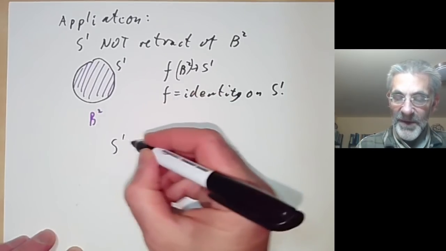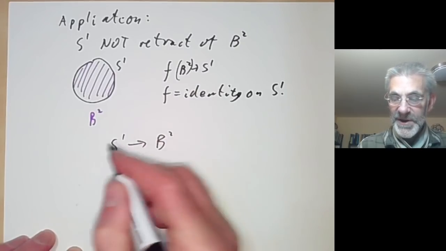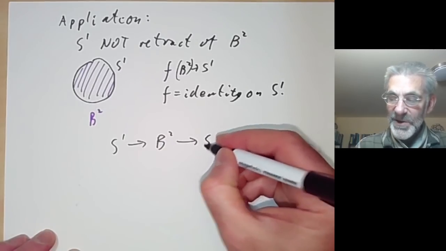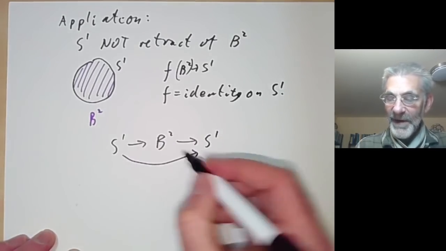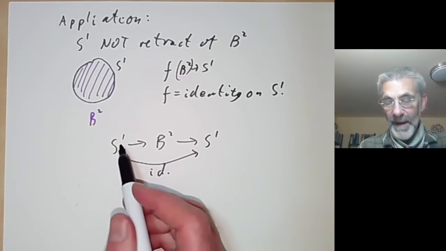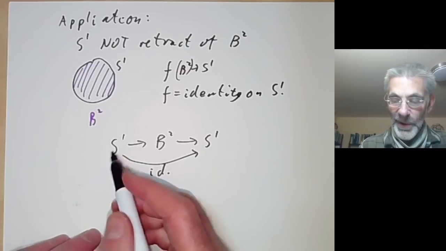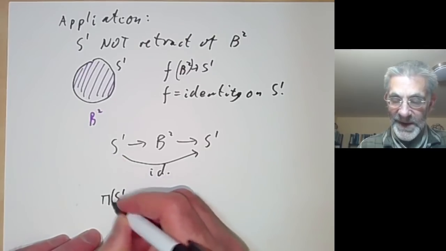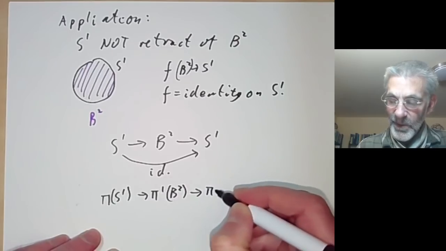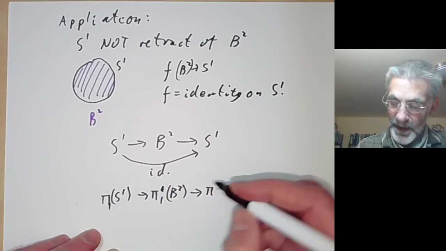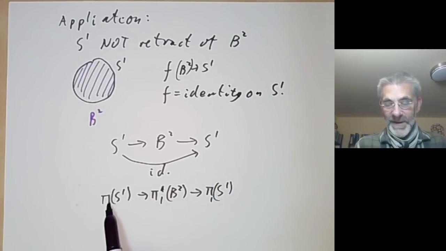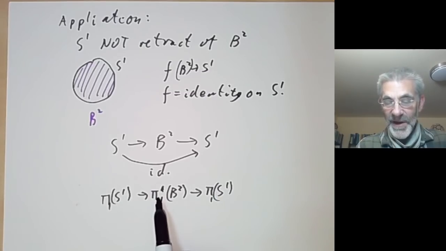Well, we've got an obvious map from S1 to B2, which is just the inclusion. And if we had a retract from B2 to S1, then we would have a map like this, which is the identity. And now we look at what pi1 does. So we've got a map from pi1 of S1 to pi1 of B2 to pi1 of S1. And what I didn't mention is that the fundamental group is actually a functor.